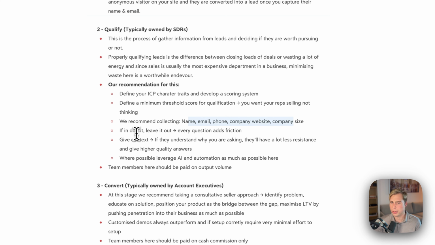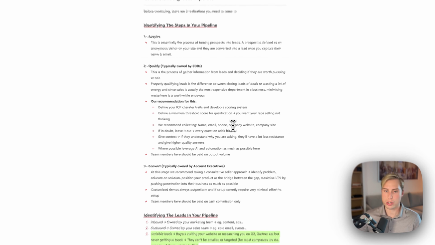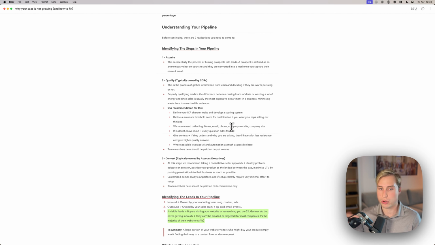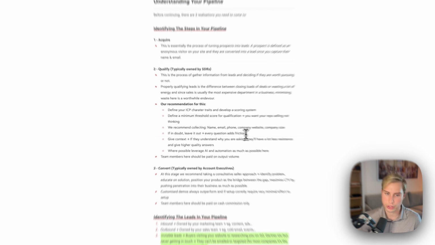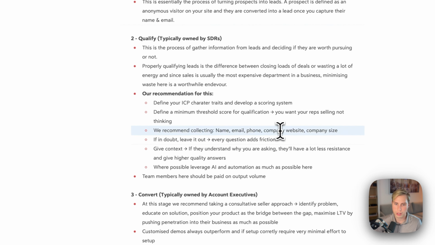And that leads me to my next point. If in doubt, leave it out. So every additional question that you add to your qualifying adds friction. And the more friction there is, the less people are going to move through it. Your conversion rate is going to be significantly lower. Okay, so that's why I like this. It's just 5 short questions and it usually gives me everything I need anyways.